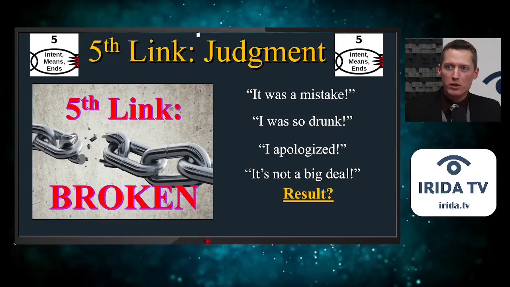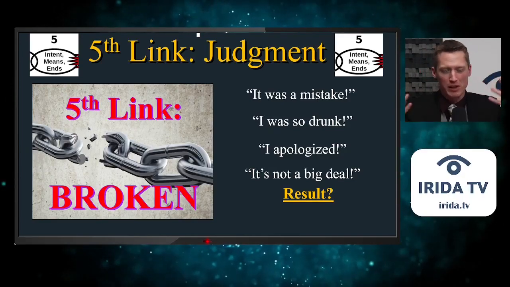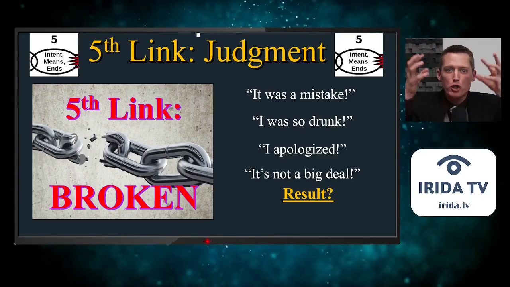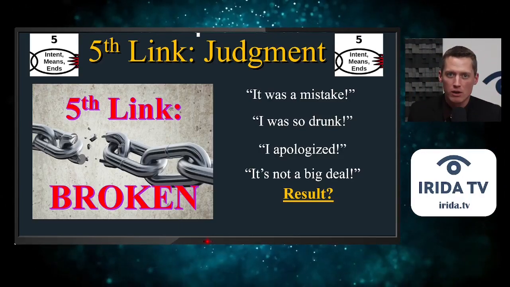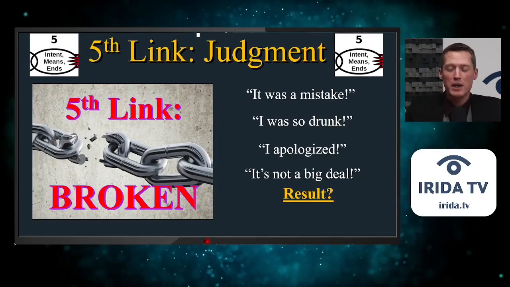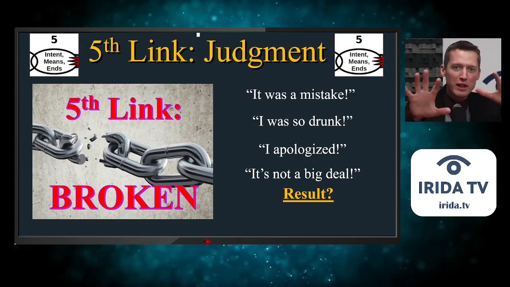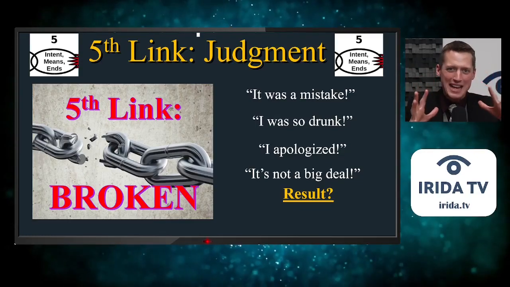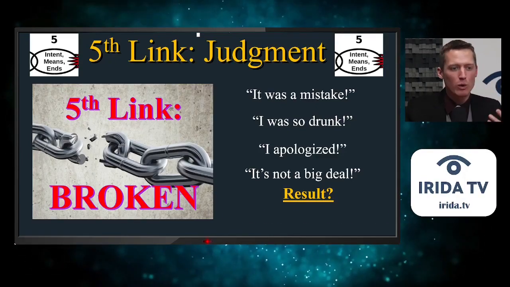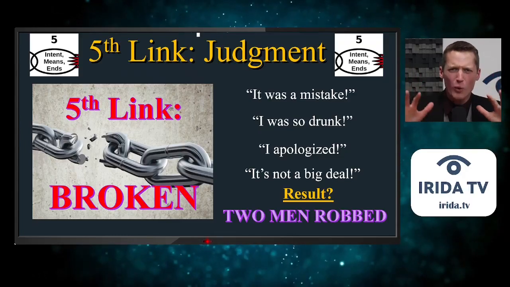And what was the result? Right? What were all these things? I mean, I was drunk was breaking the fourth link because she's saying I wasn't responsible. I wasn't making free will choices. But it was all, don't judge me for my actions. I apologized. And this goes back to the fake forgiveness, right? I apologized, but did not change the behavior. It was a mistake. I didn't intend it. She had so many broken fifth links in here. And what was the actual result is two men getting robbed. These have real freaking consequences. These are real consequences, right?